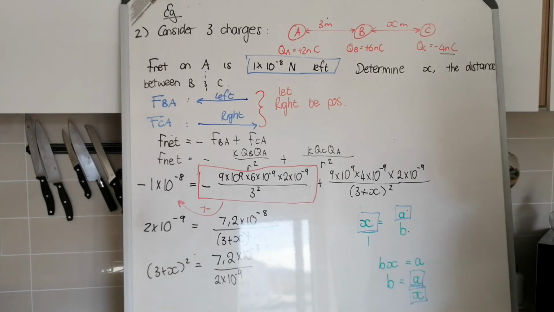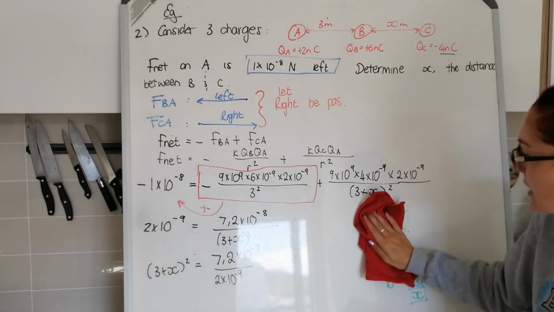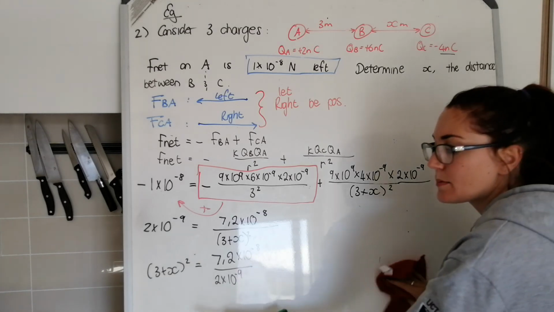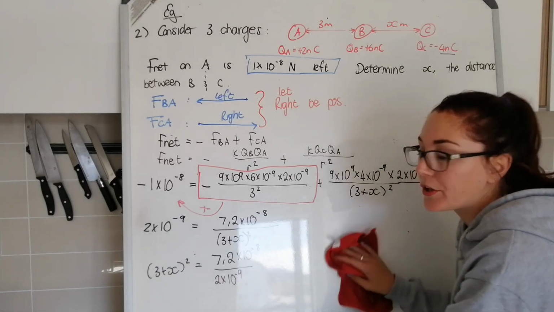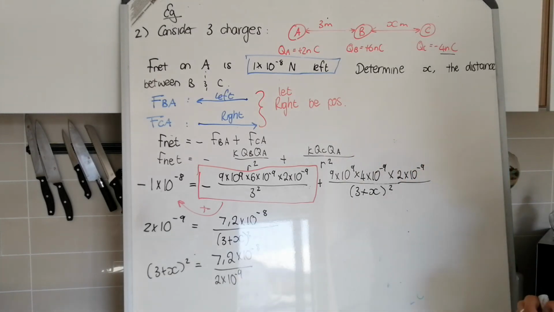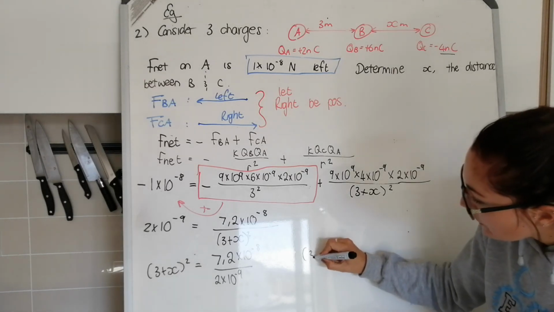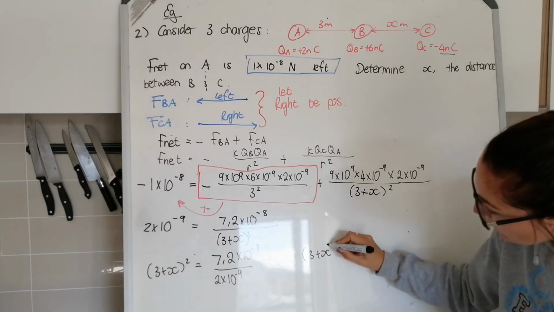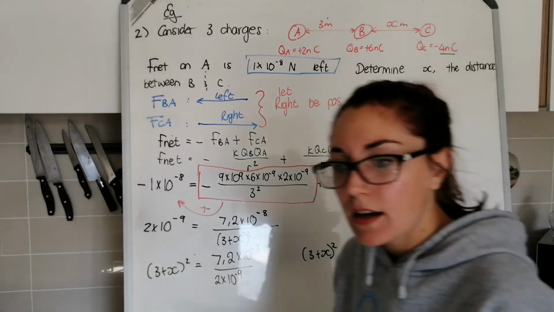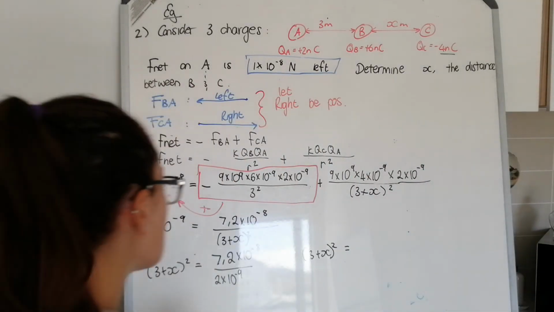Okay, now we can simplify the left-hand side. I think I'm running out of vertical space. I think you can only see up to like here somewhere on the board. So I'm going to start working sideways. So we get 3 plus x squared equals, that fraction simplifies to 36. That's pretty cool.